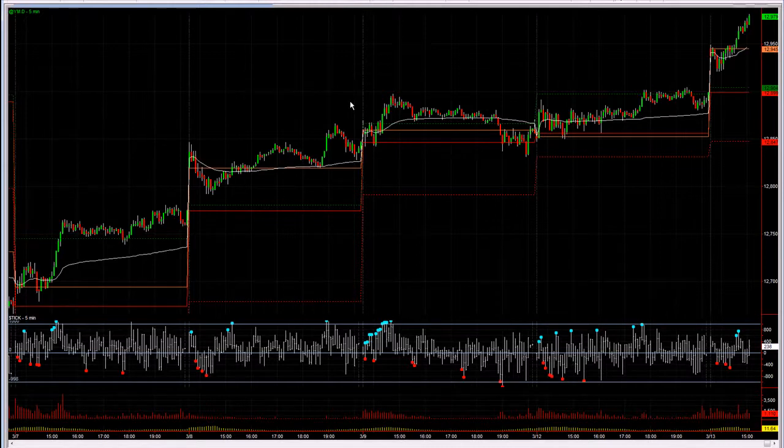So if I get 10 ticks movement against me, I will look at the tape, I'll look at everything, I'll take a little look and say, is the trade still okay? How's the tape looking? How are the levels looking?